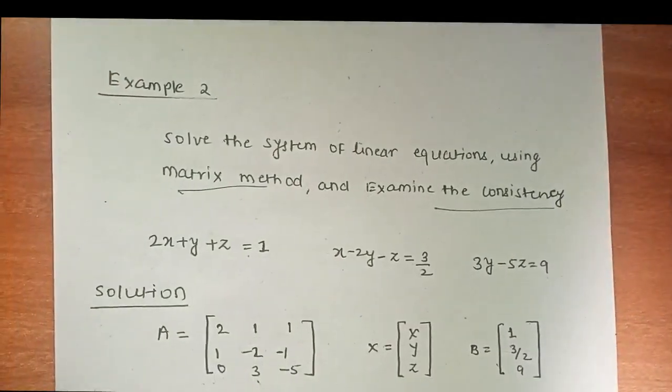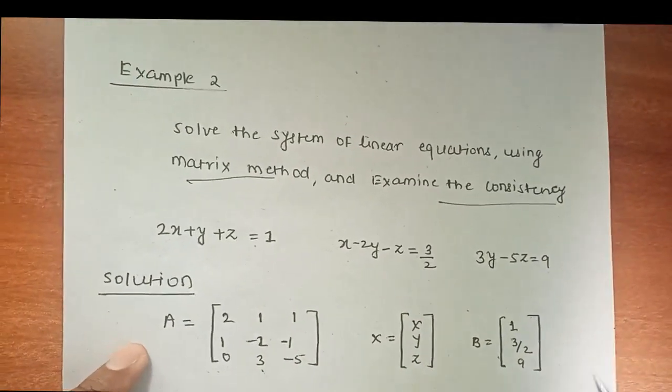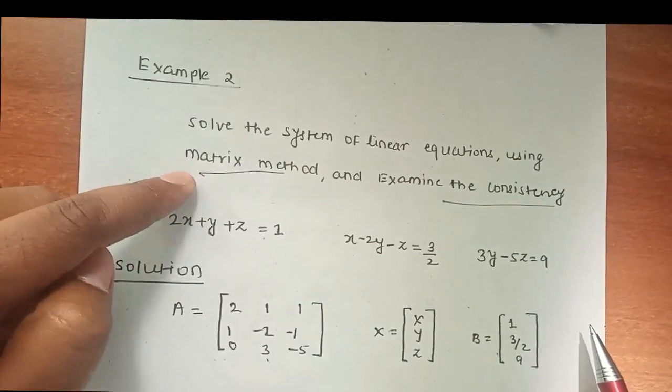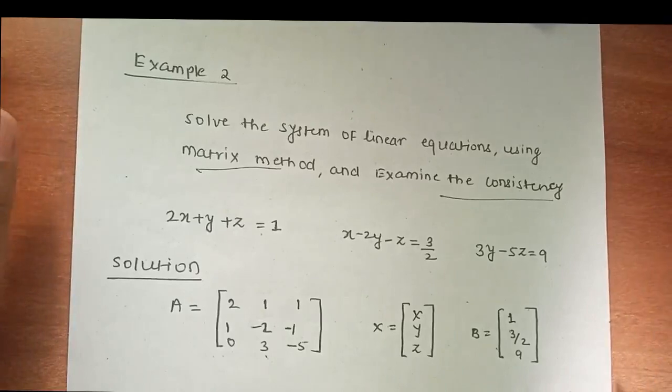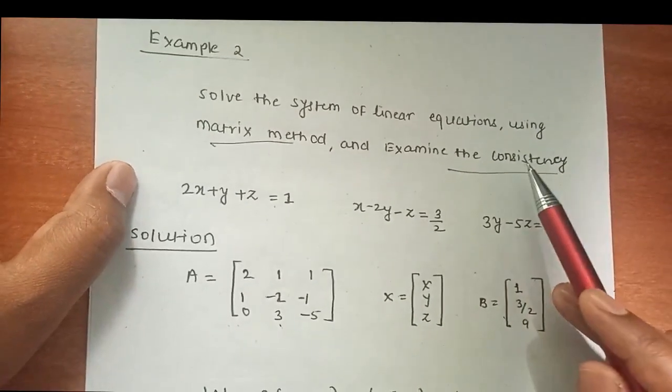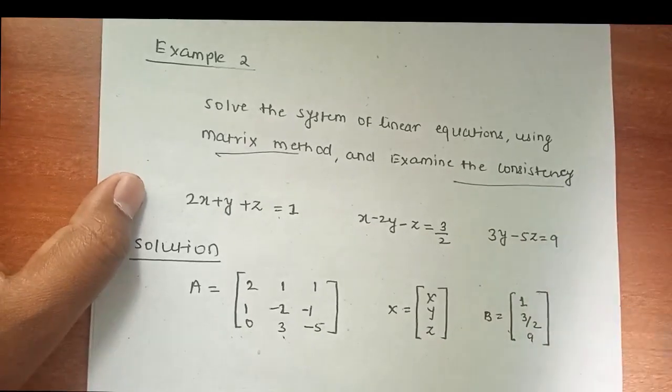So to understand the matrix method better, we have taken another example. In this example, they have asked two sub questions. One is to solve and find the values of X, Y, Z by using the matrix method, and the next one is to examine the consistency or not. Now for consistency or inconsistency, we have to solve the determinant.